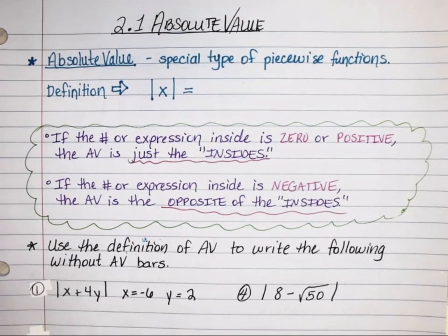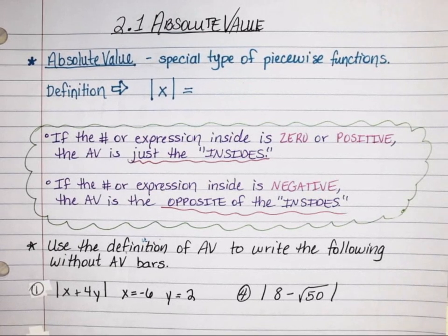So in the previous video, we looked at graphing piecewise functions, what piecewise functions are, and how they are different functions put together to create one overall function. And I showed you a real-world example that can be modeled with a piecewise function. In this case, we're going to look at a special type of piecewise function called the absolute value function.